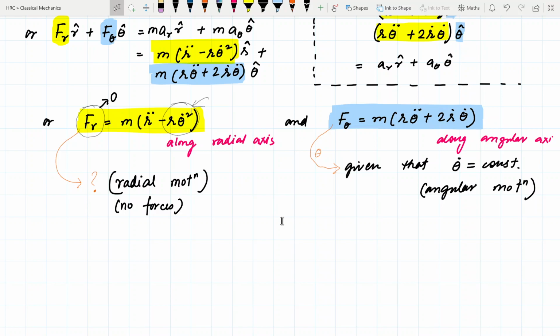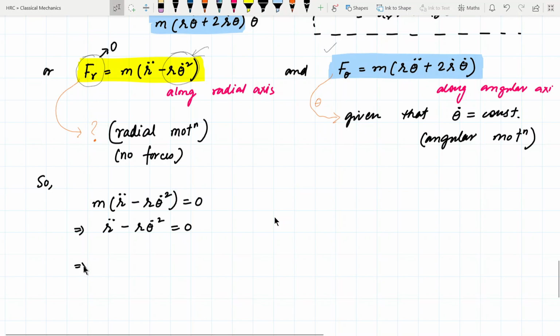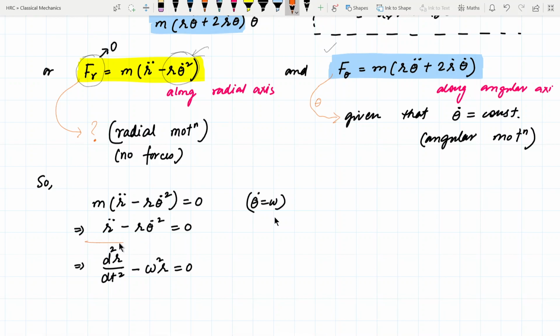Yes, sir. All right. So the F theta equation we don't need to solve, because theta dot is a constant given in the question. In the Fr equation, Fr is 0, because no forces are there along the radial axis. So the only equation that we need to solve is m r double dot minus m r theta dot square is equal to 0. So this leads to r double dot minus r theta dot square is equal to 0, which leads to d2r upon dt2 minus omega square r is equal to 0. So I end up getting a second order differential equation.